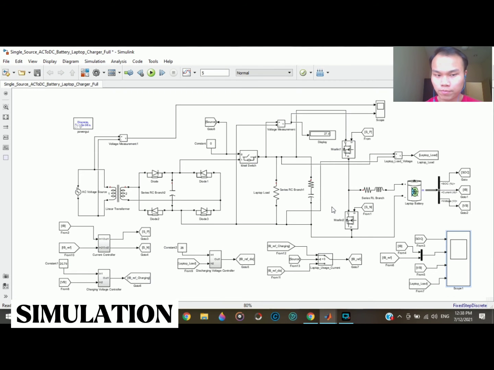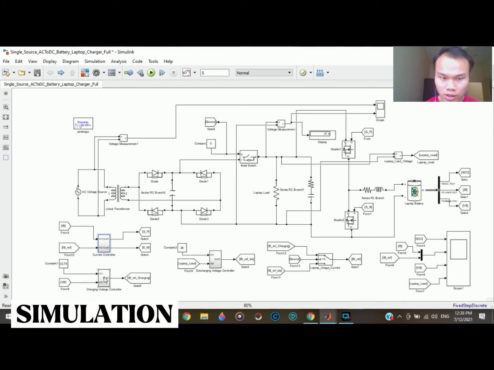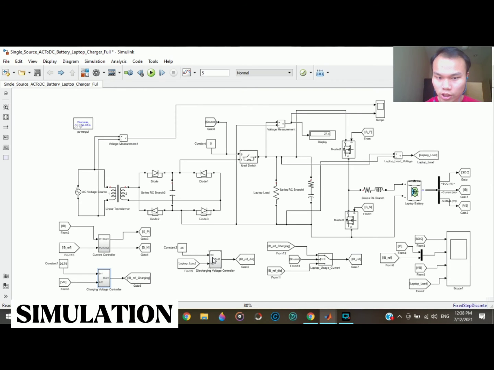Over here I have a current controller, which is a PI controller, and we have a charging voltage controller, which is also a PI. And this is a switch, an auto lock switch, so I'm going to use it to control using this 0 and 1. That's it for my presentation.